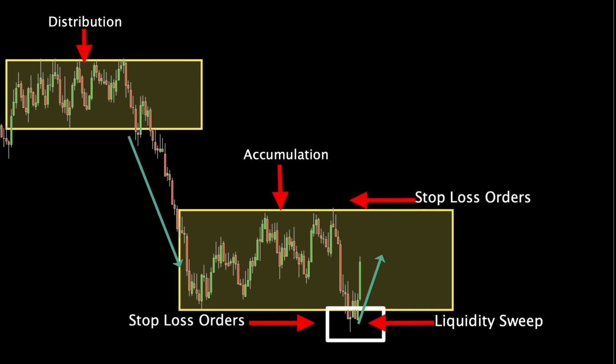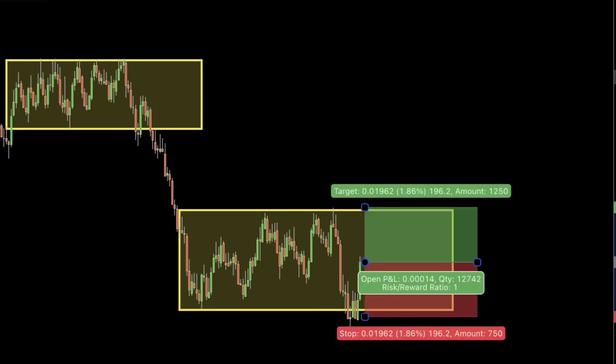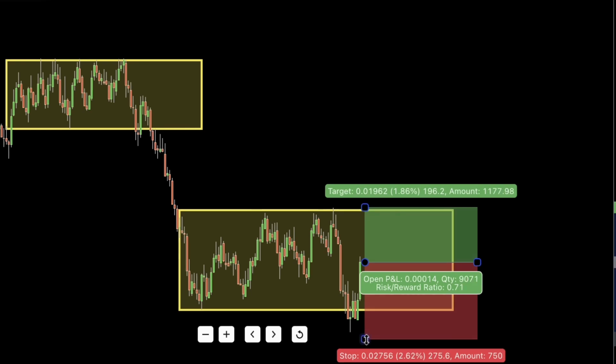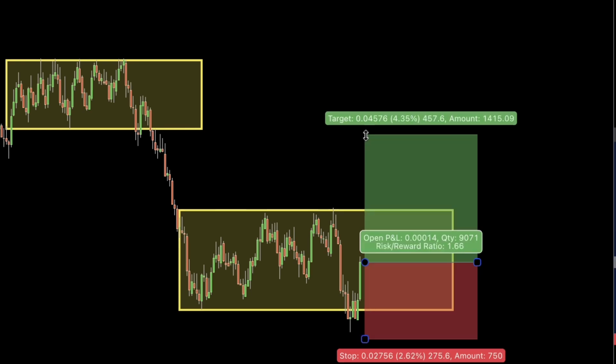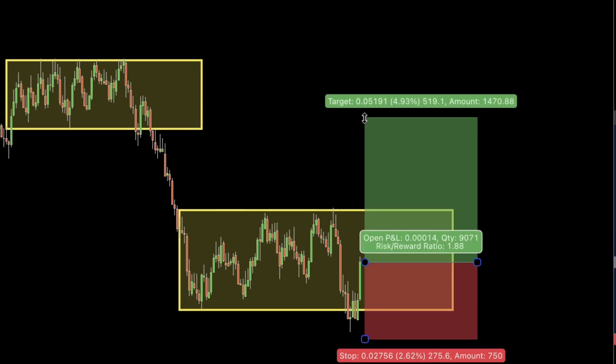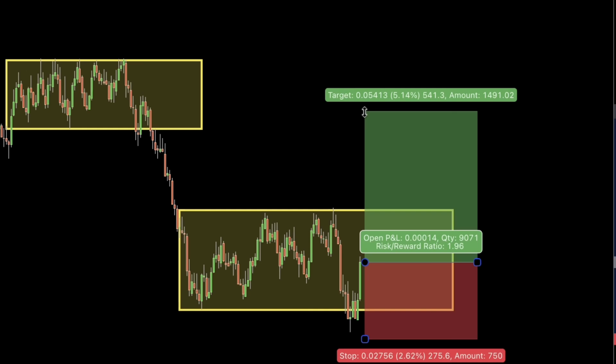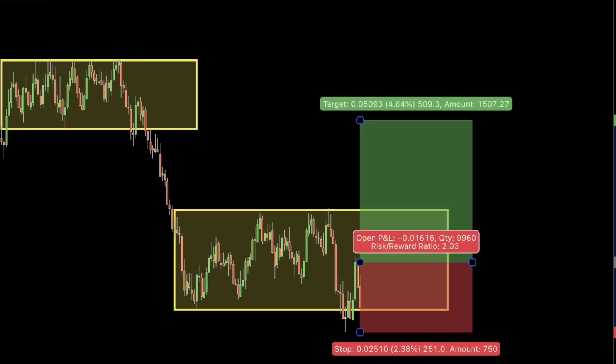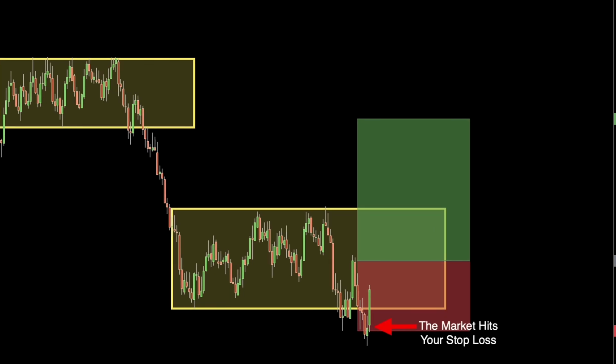So what should you do when you spot a liquidity sweep like this? Simple. Wait for the market to close back inside the range. Your entry should be placed at the close of the candle that returns inside the range, with your stop loss just below the support level and your target set at the next resistance level. But look at what happened next. The market hit your stop loss and then reversed again to close inside the range.